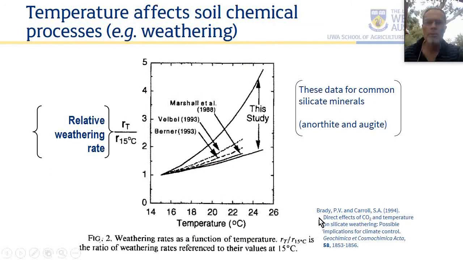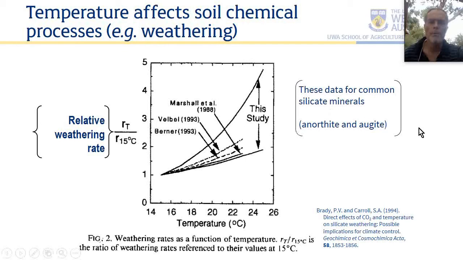Okay. Now there are another couple of processes that we'll deal with. These are not the only ones, of course, but here's a look at the rate of alteration or weathering of rock materials. So, relative weathering rate, relative to the rate at 15 degrees. You've got to choose a number. That's what these authors chose. And it shows that as you increase temperature, so the relative rate is 1, of course, at 15. As you increase the temperature, then the relative weathering rate also increases.